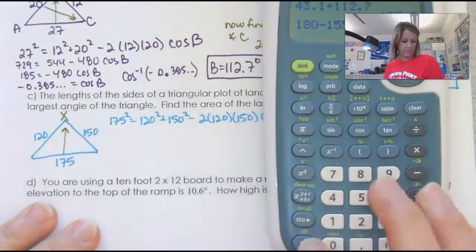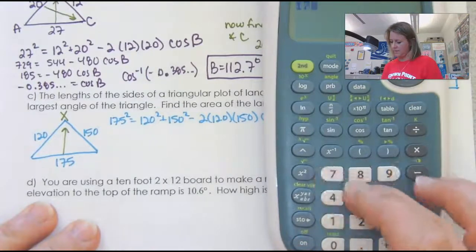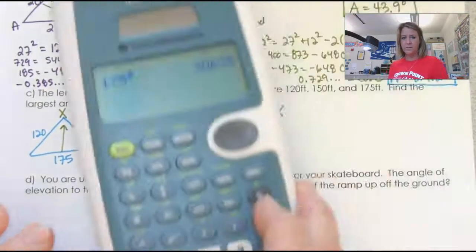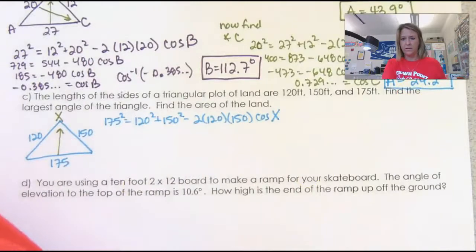All right, so here we go. I've got 175 squared. Yeah, here, let me move this. Sorry, guys.